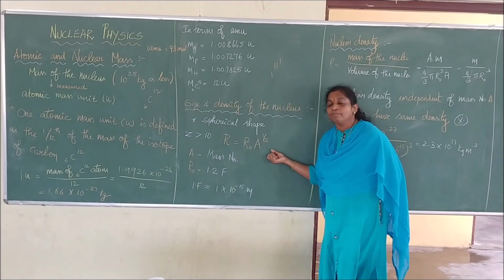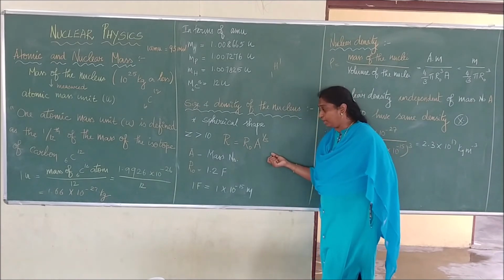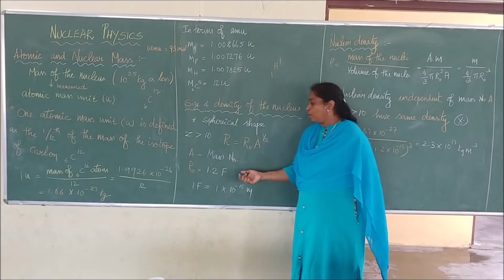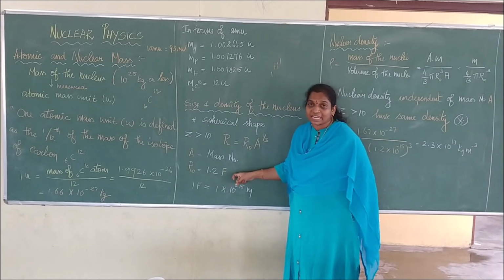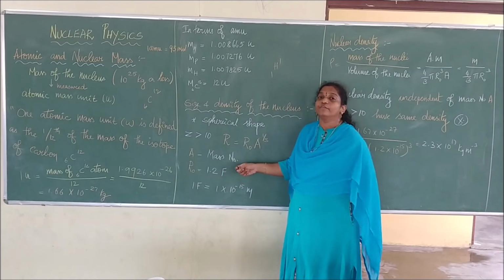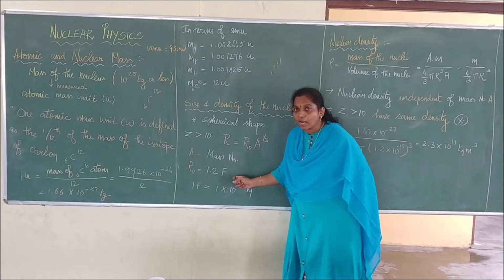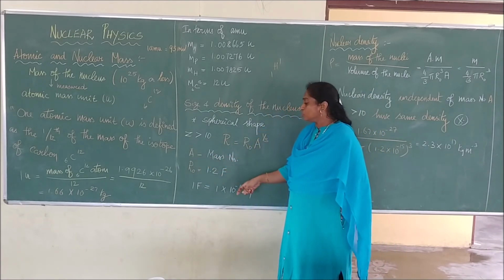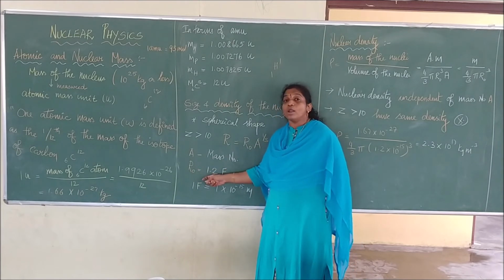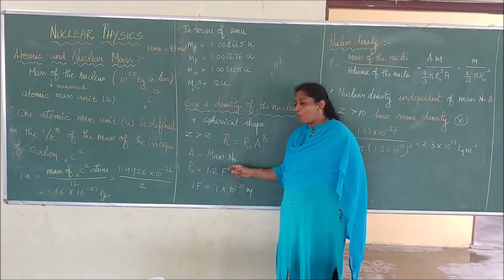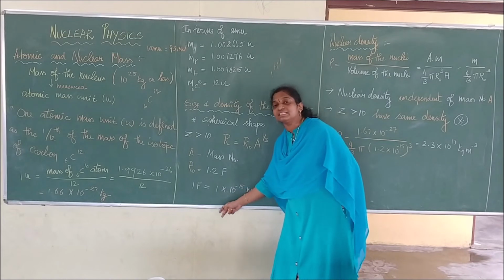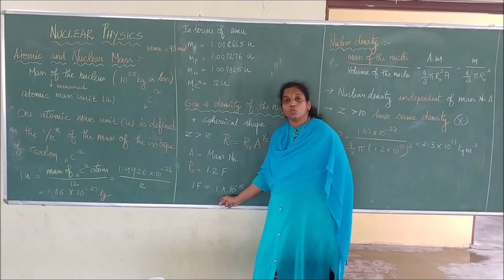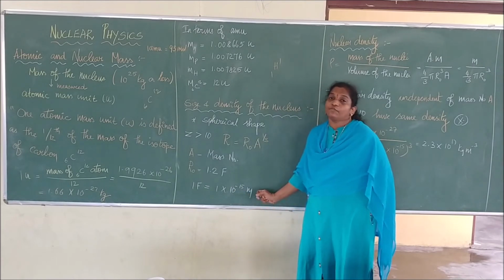What does A stand for? A is the mass number. R0 takes a value of 1.2 Fermi. Capital F stands for Fermi, one type of measurement in terms of meter. So R0 is equal to 1.2 Fermi. 1 Fermi is equal to 10 power minus 15 meters.